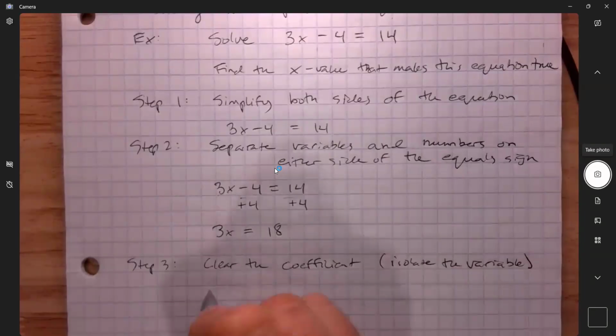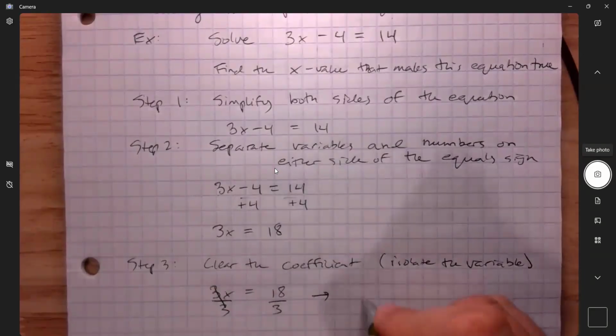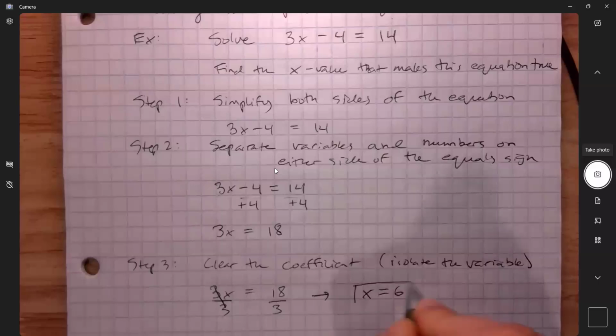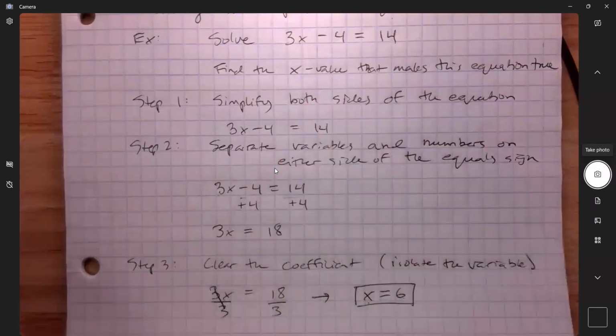In this case, we're going to isolate the variable by saying if 3x equals 18, I can divide both sides by 3. And that gives me, I'm running out of space here. That gives me x equals 6. And now I have a good reason to believe that 6 is the number that makes my original equation true. We're not quite done.